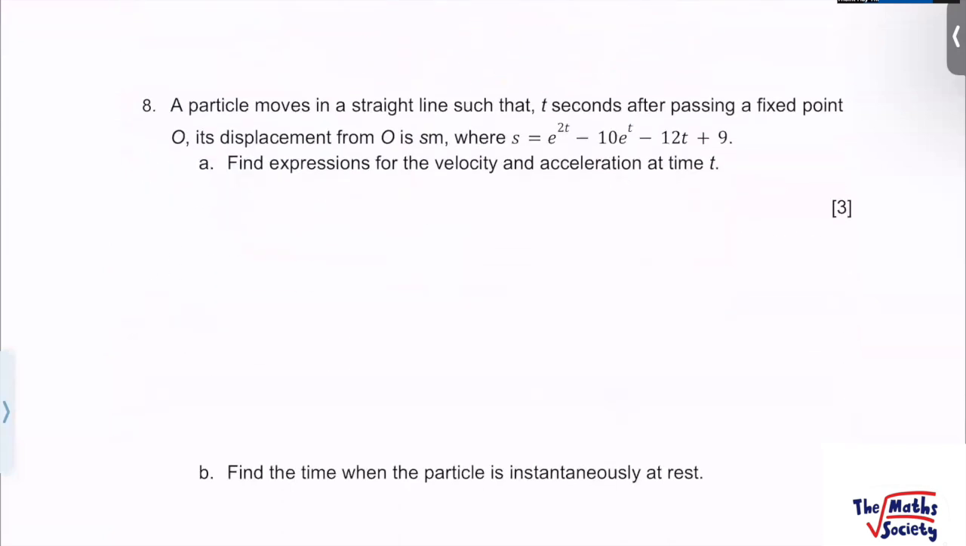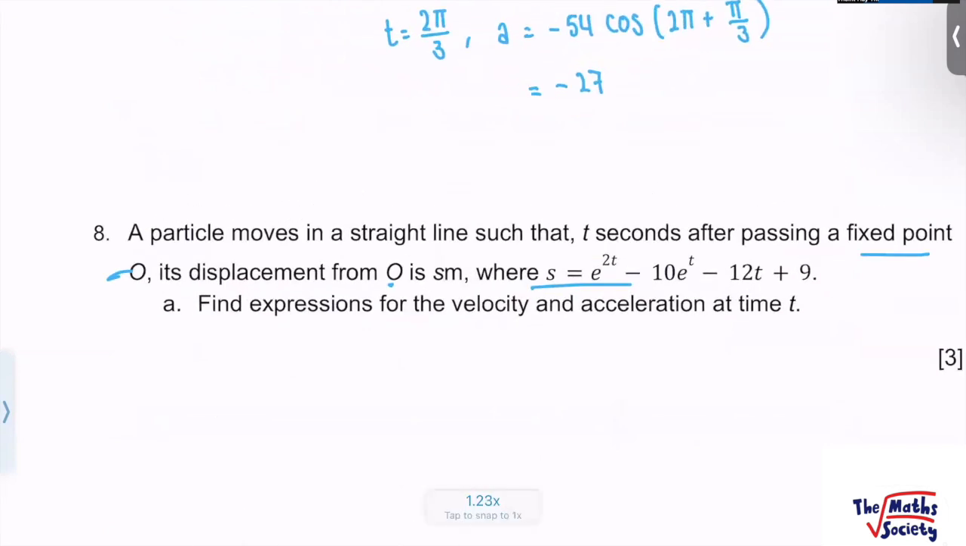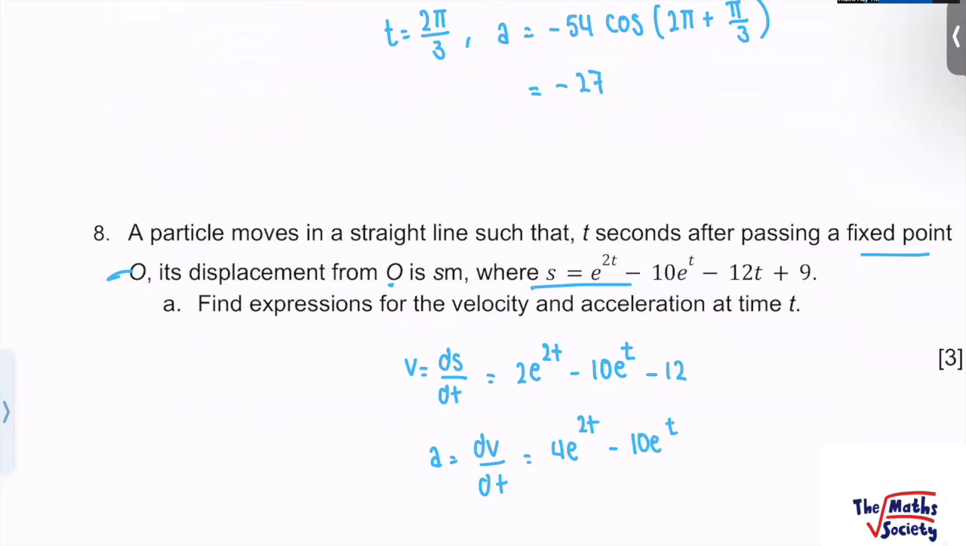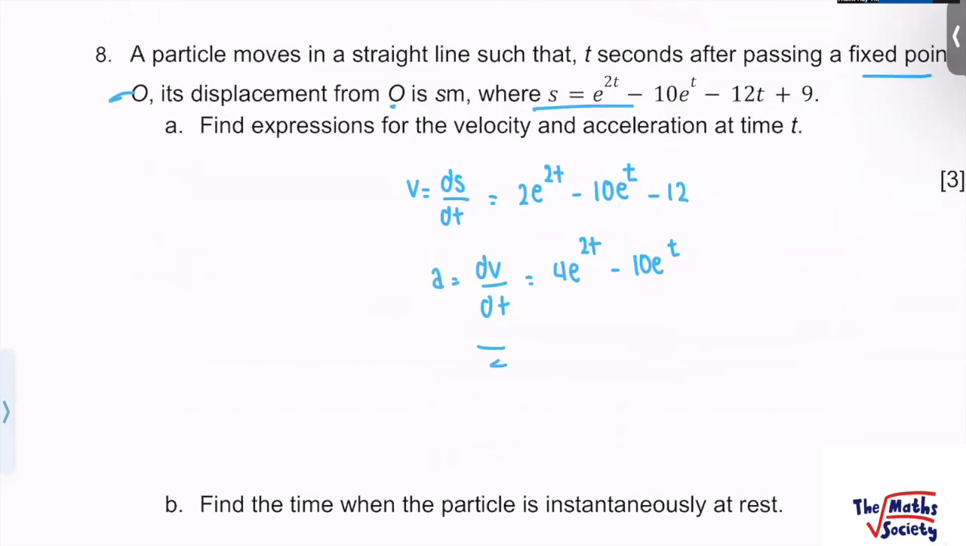And number 8. It says the particle moves in a straight line such that t seconds after passing a fixed point O, its displacement is s meters, where s equals this. Find expressions for velocity and acceleration. So v equals ds by dt. So it's going to be 2e power 2t minus 10e power t minus 12. And acceleration, dv by dt, is 4e power 2t minus 10e power t. And that's it, it just asks you for the expressions.